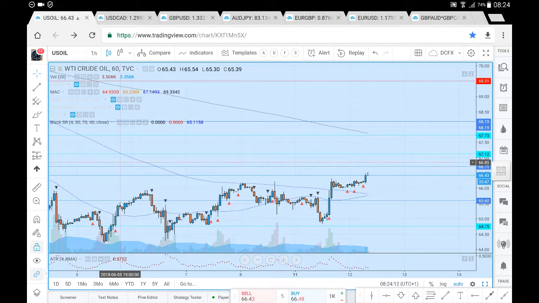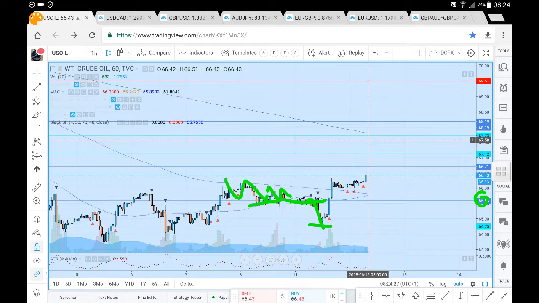So this is the US oil analysis for Tuesday, 12th of June. Now, let's just have a look at the prices and where prices may likely go. So previously we encountered some resistance from this 200 period moving average. We had this consolidation around this 65.60.